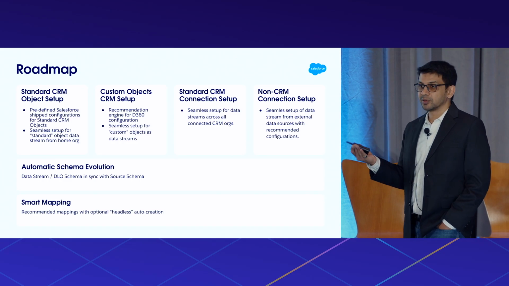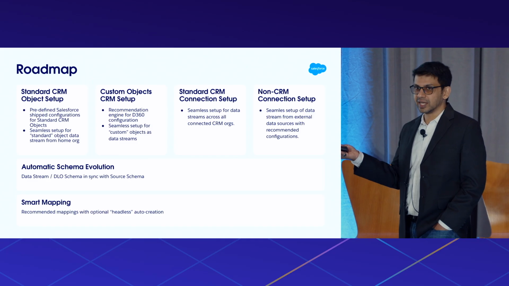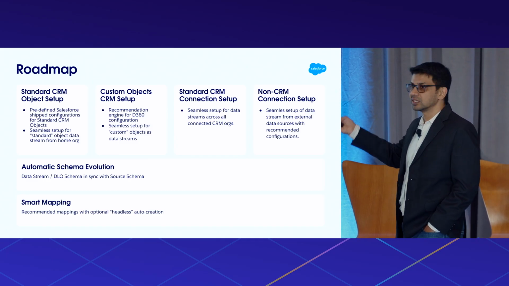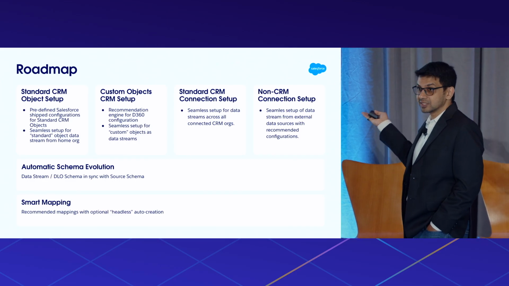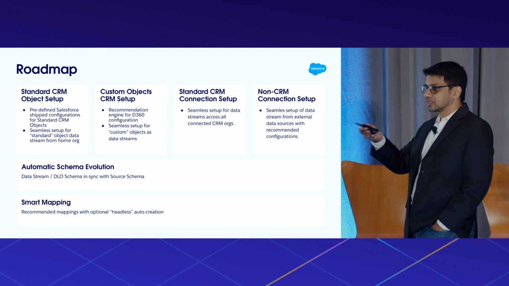Having said that, for custom objects, it's a little more tricky. You have to know what the schema is, what you are intending to do with that. So we'll extend it to custom objects, and then take it further to standard connections, external CRM orgs, and then even external sources, be it from Databricks and Snowflakes of the world. That's on the horizontal side.